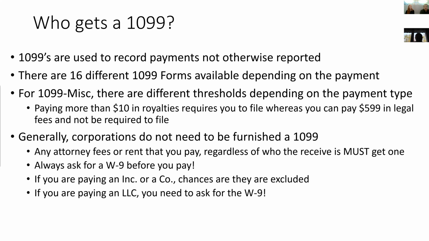A W-9 is extremely important because it will tell you exactly whether they're a corporation, whether they're a partnership, whether they're a single member LLC, a sole proprietorship. All of that information will be on there. And then you have that proof.